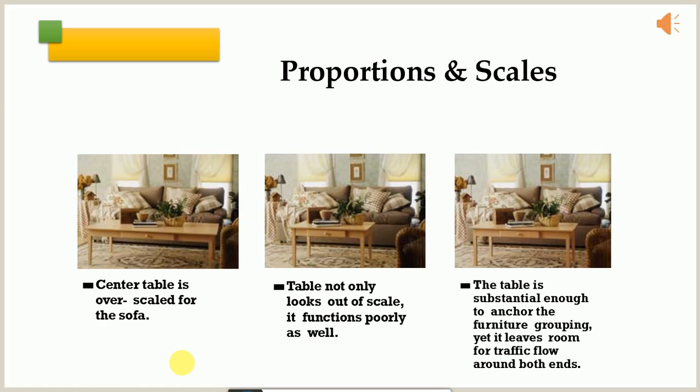In the first image, the center table is overscaled for the sofa. In the second image, the table not only looks out of scale, it functions poorly as well. In the third image, the table is substantial enough to anchor the furniture grouping, yet it leaves room for traffic flow around both ends.